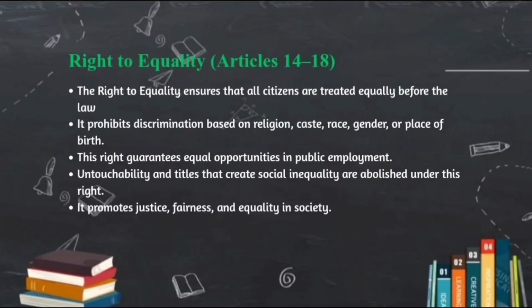First one, right to equality. Article 14 to 18. The right to equality ensures that all citizens are treated equally before the law. It prohibits discrimination based on religion, caste, race, gender, or place of birth. This right guarantees equal opportunity in public employment. Untouchability and titles that create social inequality are abolished under this right. It promotes justice, fairness, and equality in society.